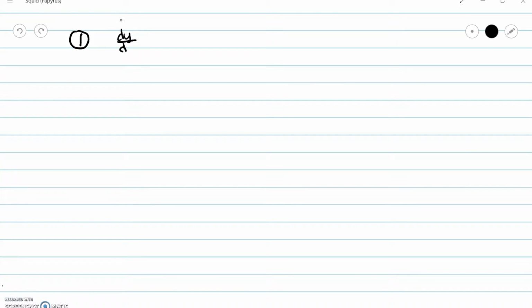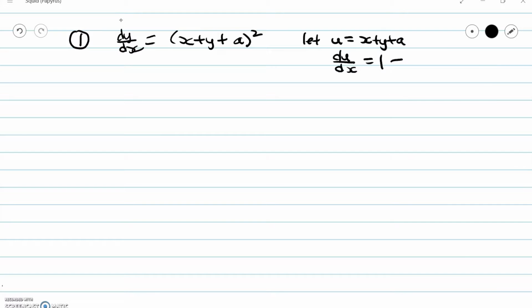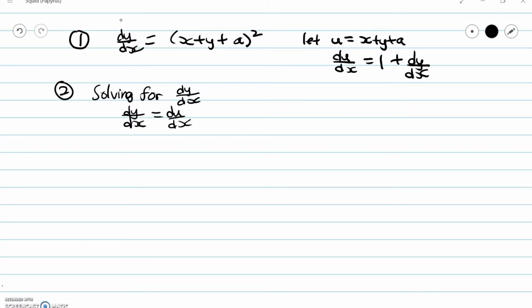Let's follow the procedure with an easy equation: dy over dx equals (x plus y plus a) squared. So first of all, I let u equal x plus y plus a and take its derivative. du over dx equals 1 plus dy/dx. Next, I solve it for dy/dx. So dy/dx equals du over dx minus 1.